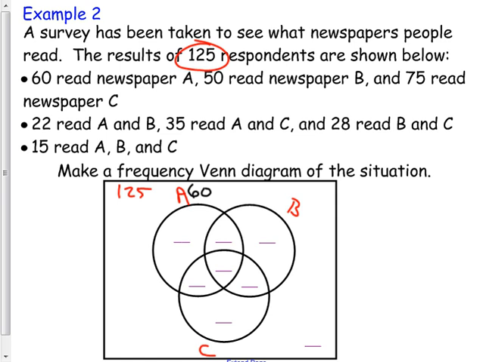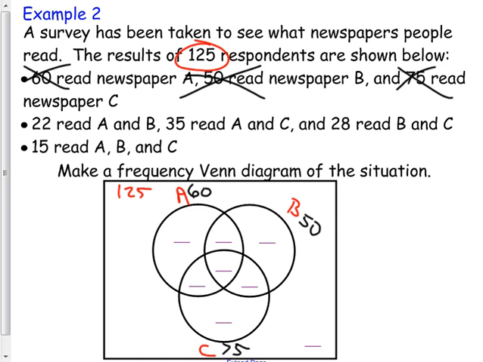Okay, the next one's B. B is 50. And I got that number. I kind of like to cross them off too. It helps you, when you're doing a complicated problem that has lots of numbers, to see which numbers you've already got done. And 75 read newspaper C. So there's 75 for that one. So I cross it off.